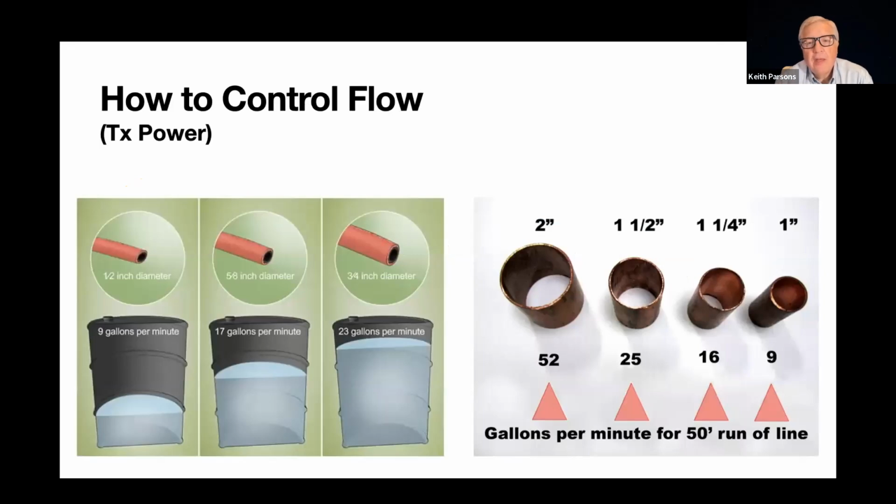Now we need to talk about the other side of this. This is flow control. If you wanted to fill up a 55-gallon drum, you could go with a 1/2-inch diameter pipe or a 5/8 or a 3/4, and you can see it takes less time. There's more gallons per minute. If you have a 2-inch pipe or a 1.5-inch pipe or a smaller pipe, this graph shows how many gallons per minute we're putting out. This is not pressure. This is water flow.